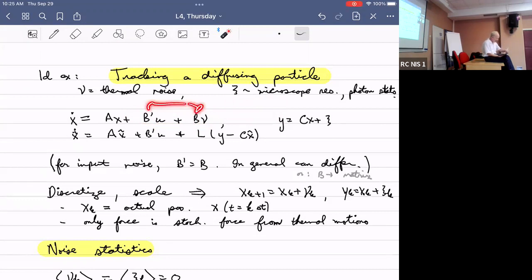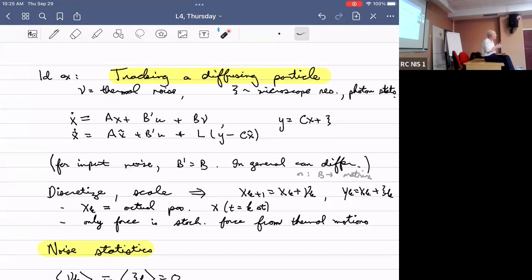But I'll sometimes use this notation. And sometimes the Bs can be the same, and sometimes they can be different. It just depends on how, U is the deliberate thing you're doing to the particle, so it's a force acting on the particle, and nu is the forces that are acted on by the water molecules. So in the case of a one-dimensional particle, they're the same.